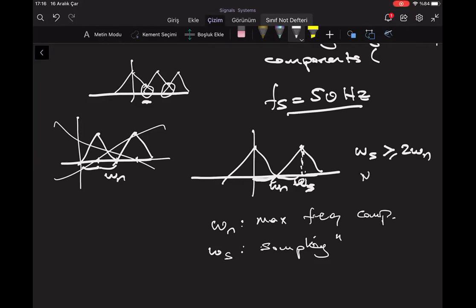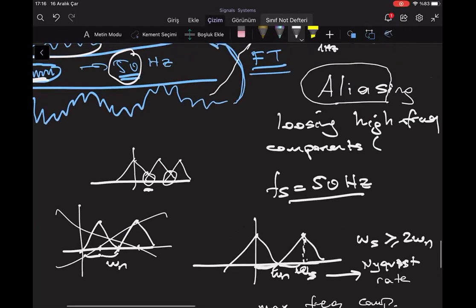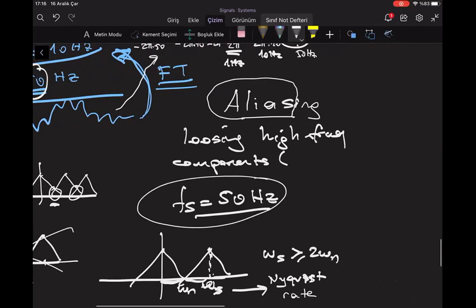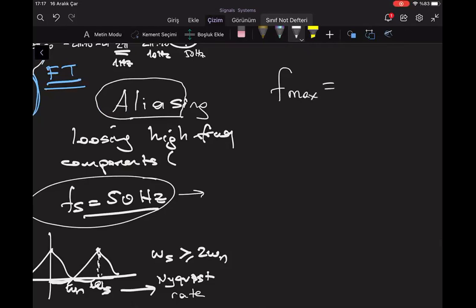This is called the Nyquist rate. You will hear this a lot, okay? So 2 times the maximum frequency. What was my maximum frequency in this question? 50 Hertz. What should be my sampling frequency? My F max in this previous question was 50 Hertz. What should be my FS minimum, friends? 100, right? It should be minimum 100.